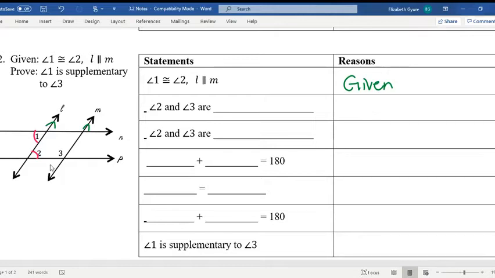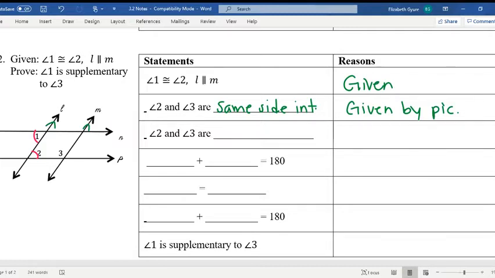Well, you always want to look for what kind of angle they are first. So Tyler already told us angles 2 and 3 are what kind of angles? Same side interior. And that one we simply got from our picture. So we would say given by picture. Okay.